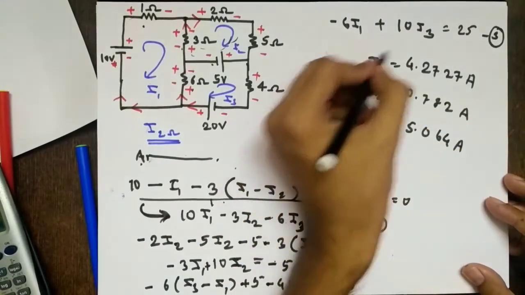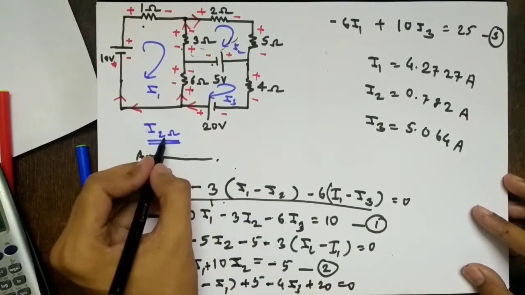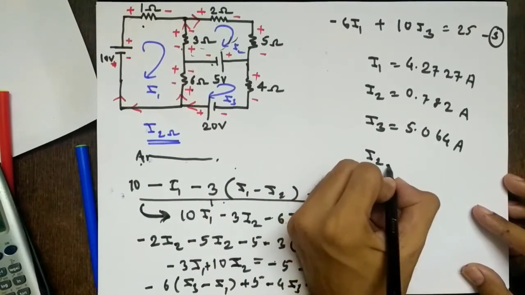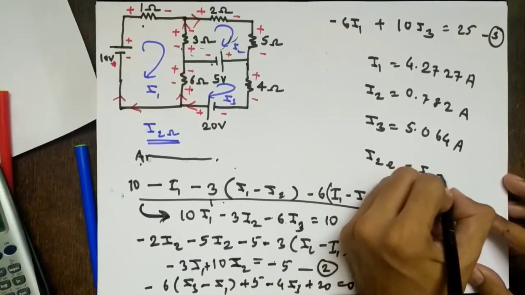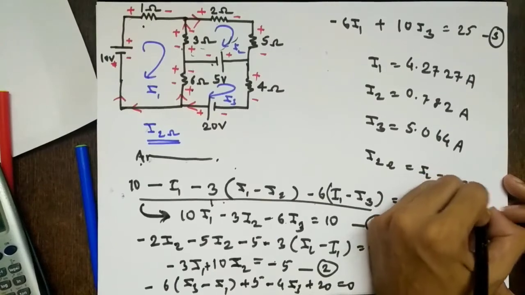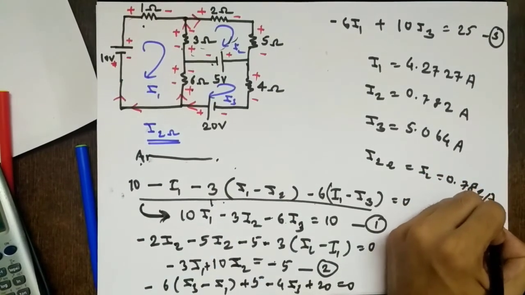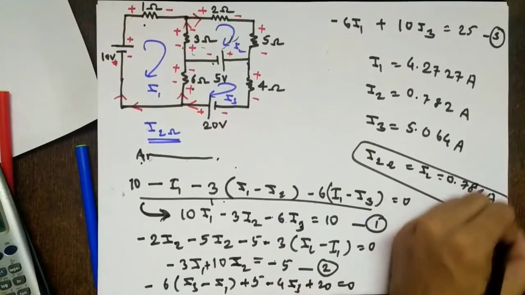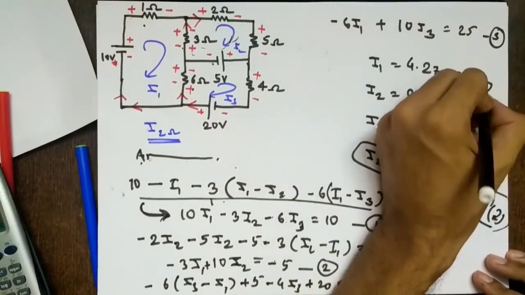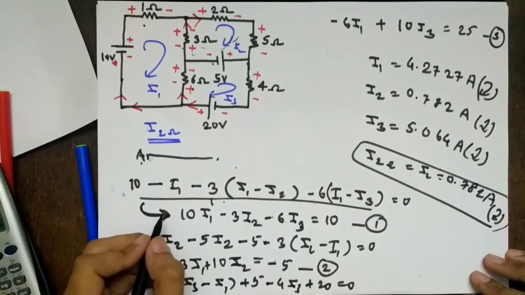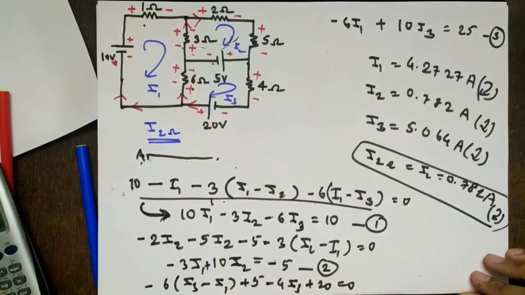What do we have to find? This is not your final answer. We have to find the current through 2 ohms. This is the current through 2 ohms. It will be what? I2 only. So the current through 2 ohms equals I2 equals 0.782 amperes. You have to show the direction also. Direction is what? Clockwise. So this is your final answer. This is clockwise. This is also clockwise. This is also clockwise. Fine. Thank you.